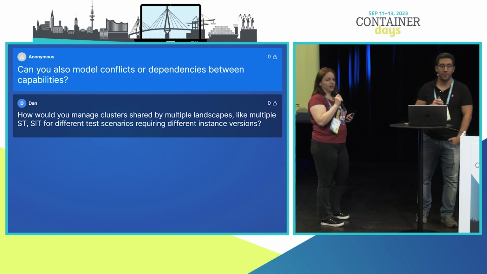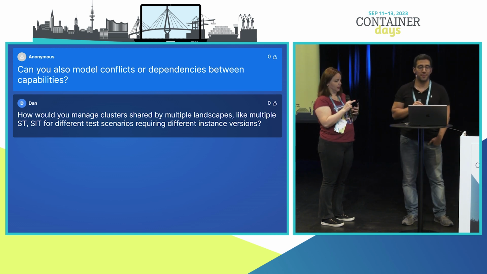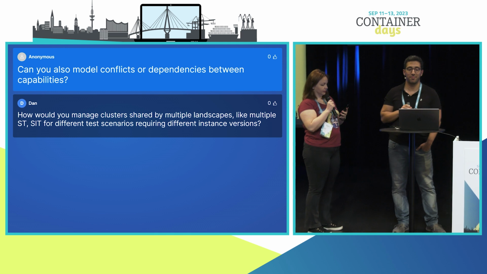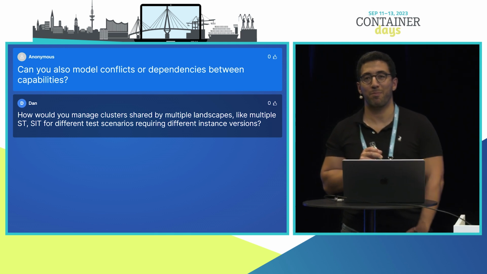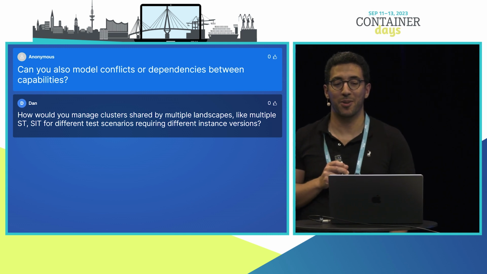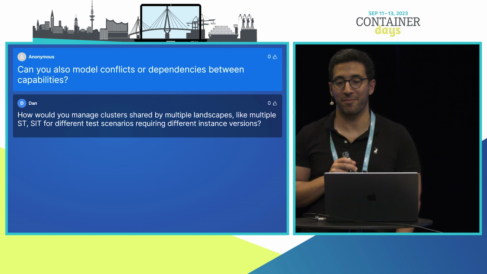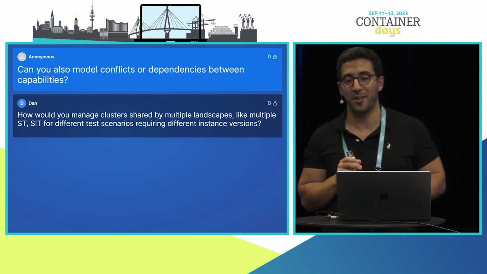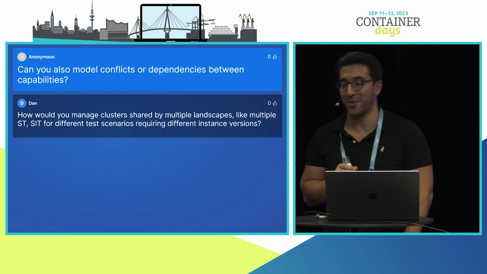So the first one is, can you also model conflicts or dependencies between capabilities? It's probably possible that you still get some conflicts if you define some capabilities in the lists which have conflicts in the version and so on. The human has to solve such kinds of conflicts. So it's not from the automation here.